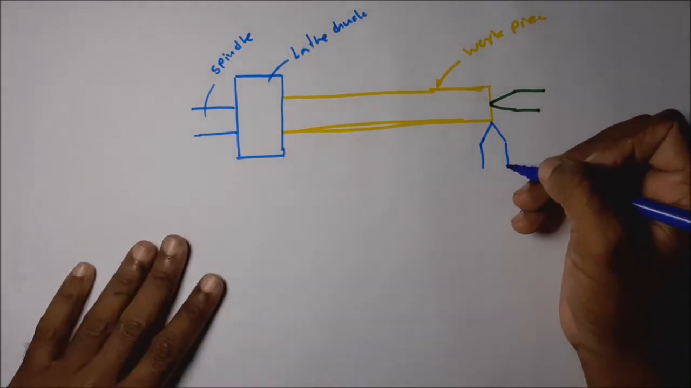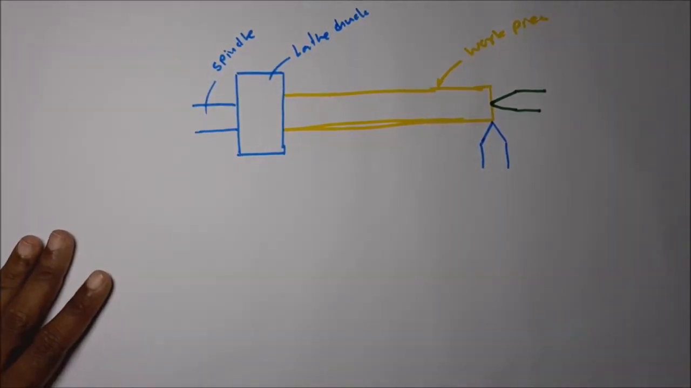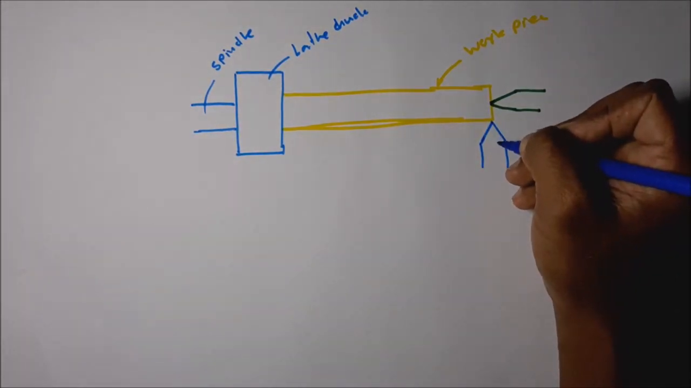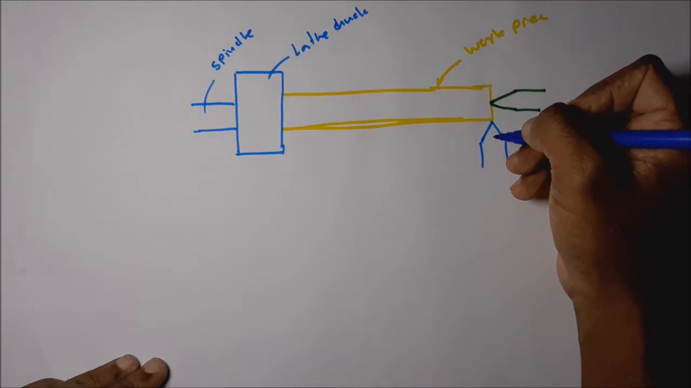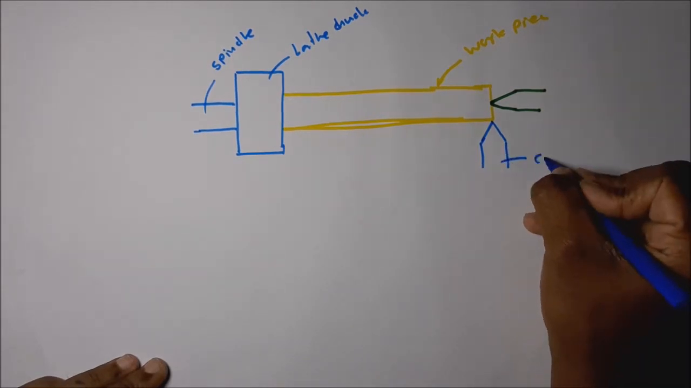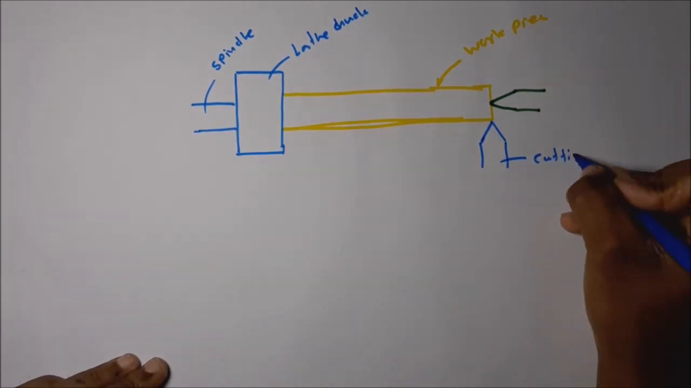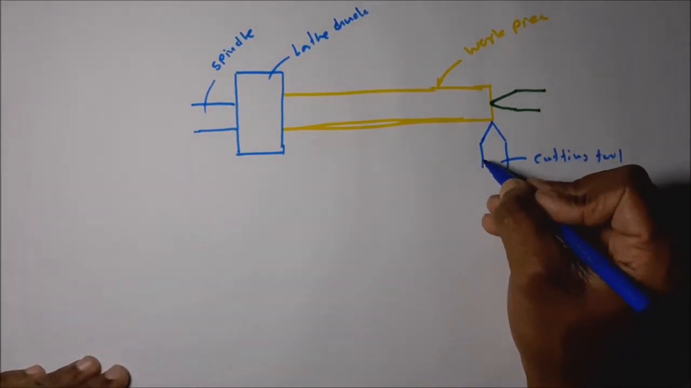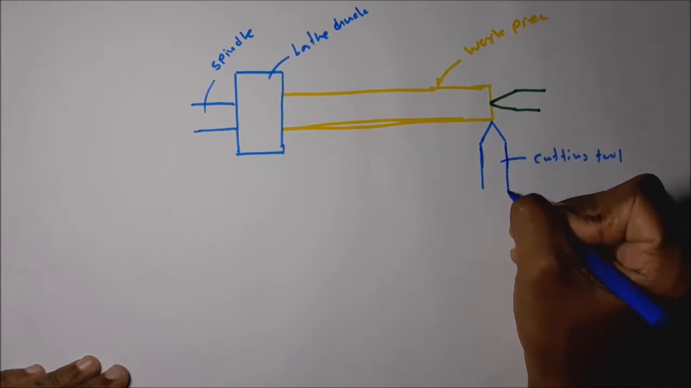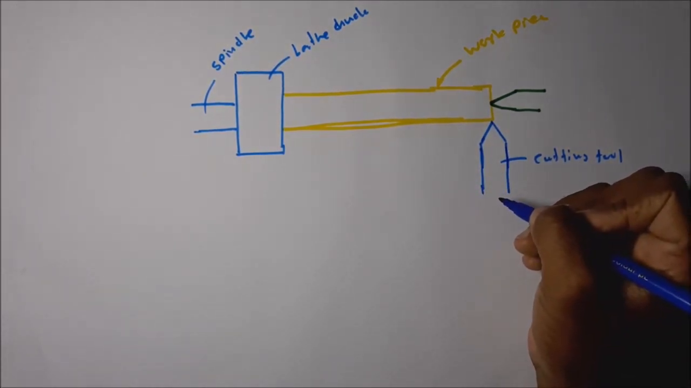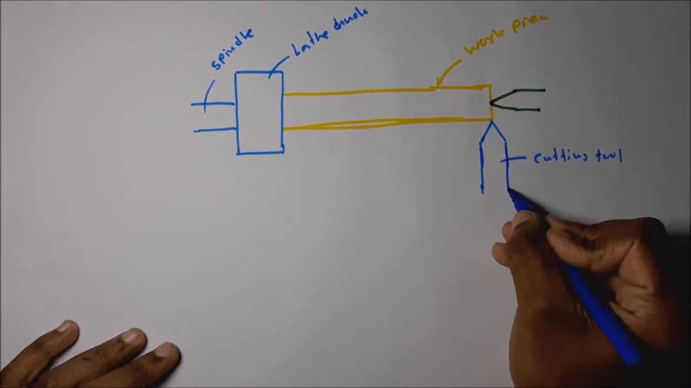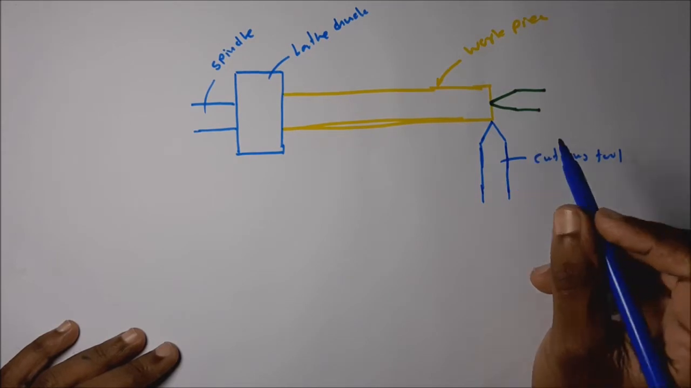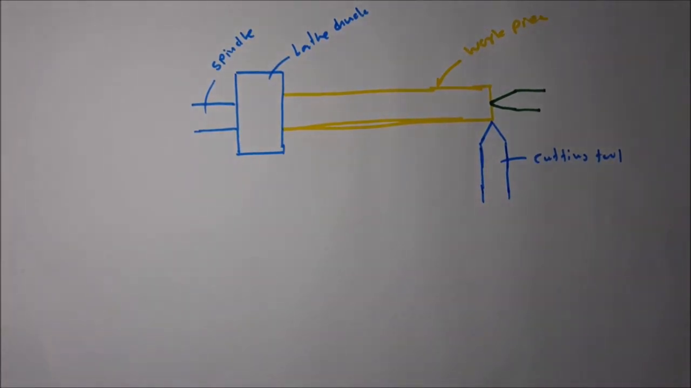Depending on the thread we are cutting, the cutting tool nose angle has to be adjusted: 55 degrees for the inch thread, 60 degrees for the ISO threads. Okay, later we can discuss these things. Cutting tool. Then this cutting tool is connected to the tool post. The tool post is connected to the saddle. Okay, saddle.